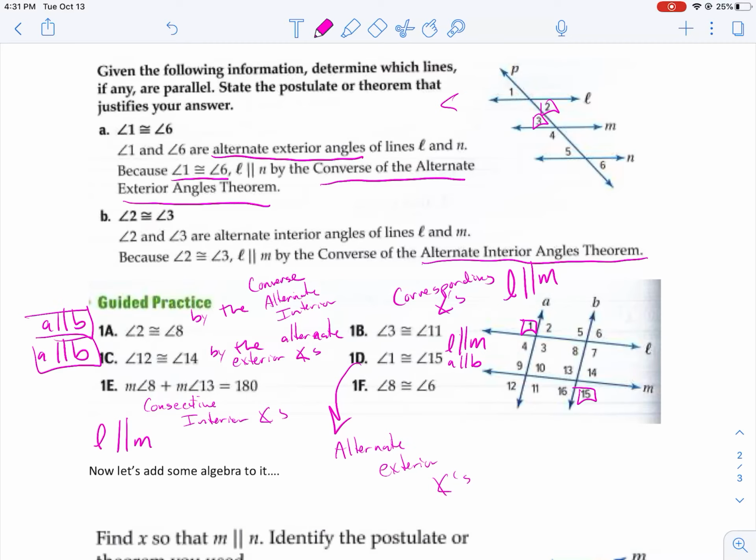All right, and then finally 6 and 8. Okay, they kind of look like vertical angles, right? So can I say anything about that then?